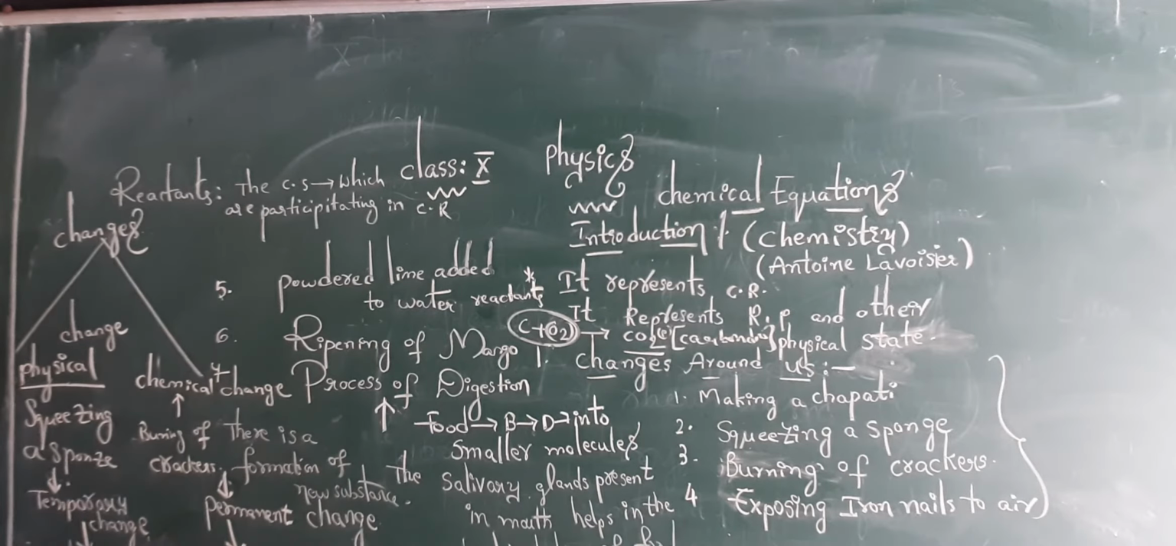Physical change means the object regains its original state. For example, squeezing a sponge. Let us consider one duster. I am squeezing this duster. What happens? The size of the duster becomes very small. If I leave my hand, what happens? It comes back to its original state. Such changes are said to be physical changes.